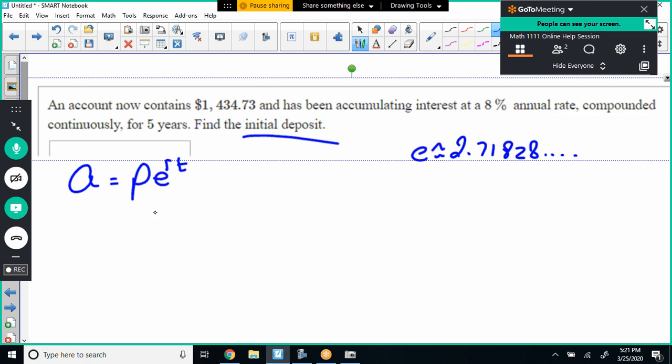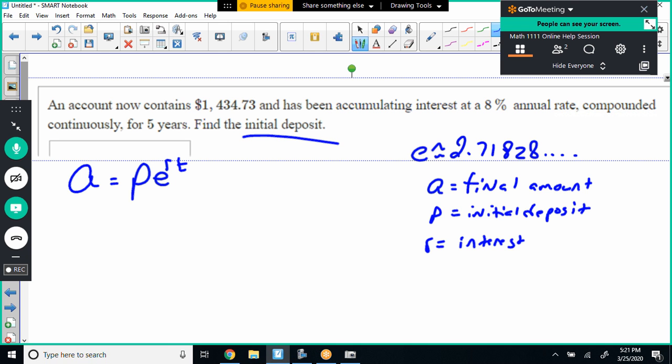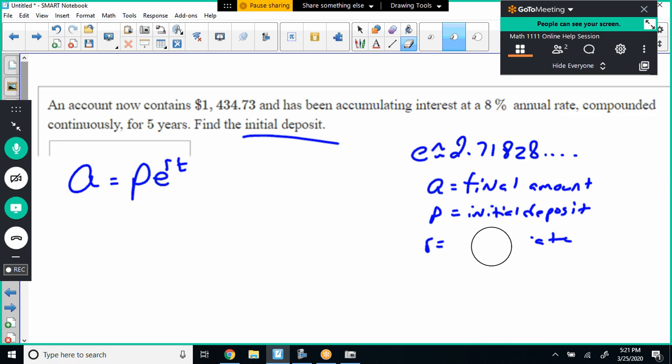All right, so A is the final amount, P is the initial deposit, R is the interest rate. Write that a little bit better.